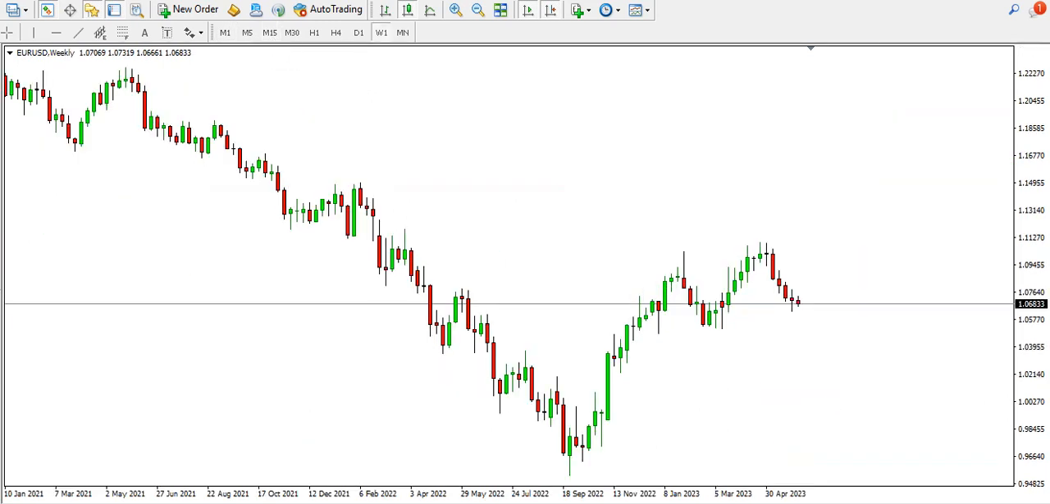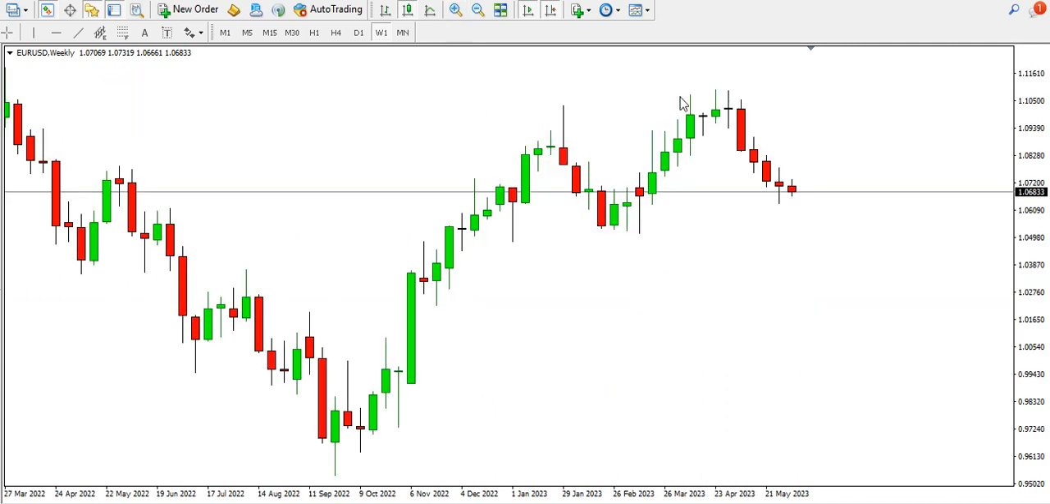Okay, let's take a look at EURUSD on the weekly time frame. On the weekly time frame, you can see EURUSD forming a double top, and price is aiming for the neckline. The neckline is around here.